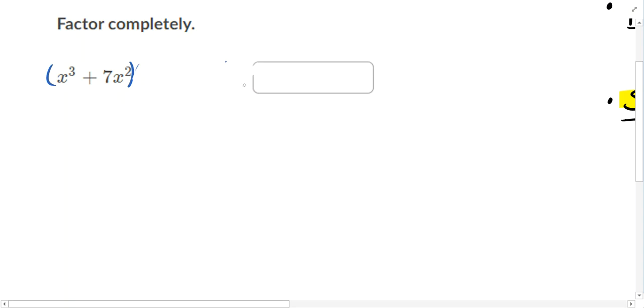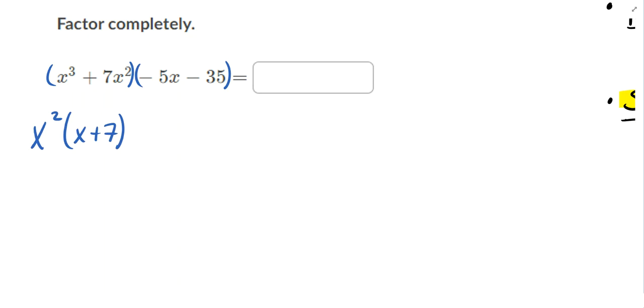So right off the bat here, I'm going to ignore that second group. And within this first group, I'm going to look for a GCF. That's the only way we can factor 2 terms currently. So x cubed, 7x squared, the common factor is x squared, and after that's factored, we're left with x plus 7. Now I'm going to ignore the first group and focus only on the second.